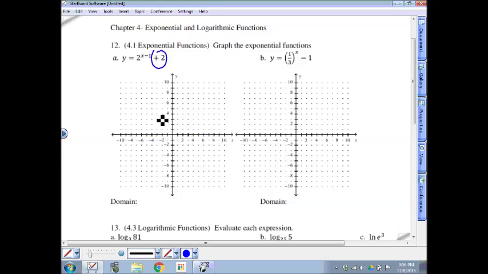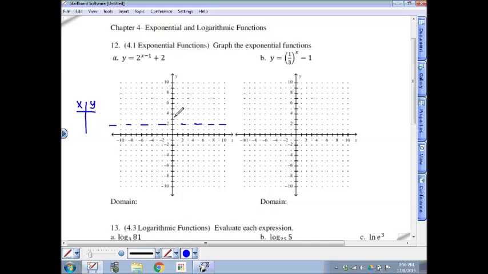However, we have that transformation right there of +2. +2 occurs outside the function, which means it's going to move the graph, in this case, up 2 units. So the horizontal asymptote is up 2 units from the x-axis. Okay. The only other thing we need to do now is to find a couple of points on the graph.